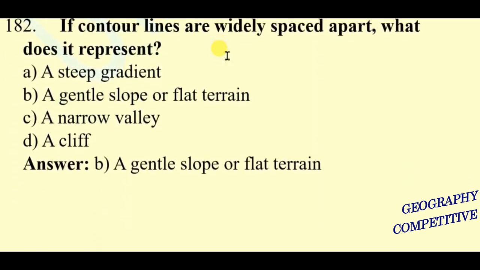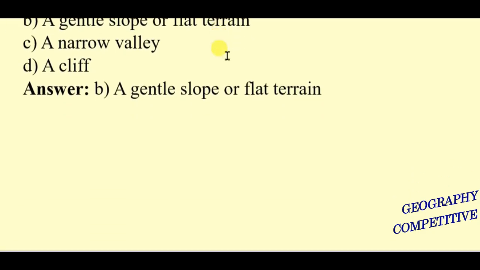Question 182. If contour lines are widely spaced apart, what does it represent? A steep gradient, a gentle slope or flat terrain, a narrow valley, a cliff. Here the right answer will be a gentle slope or flat terrain.